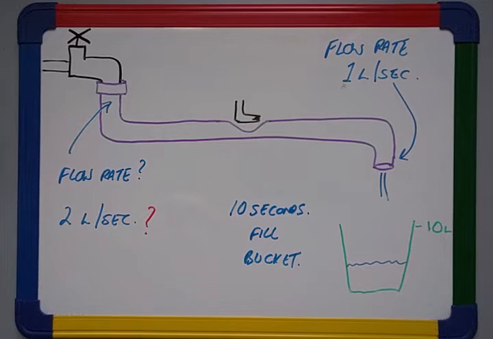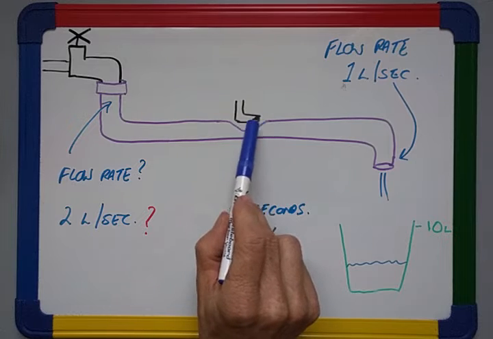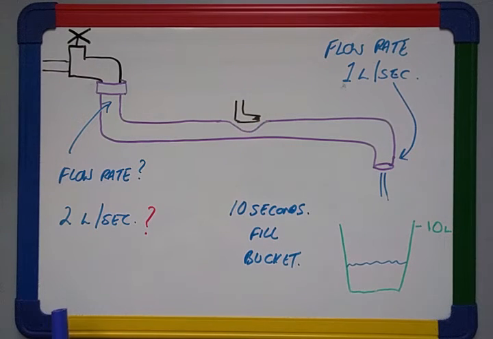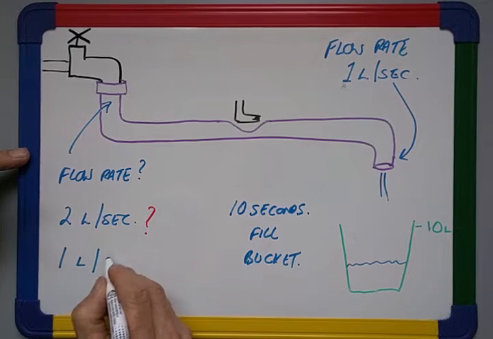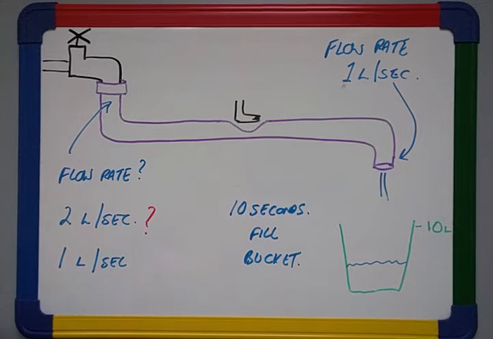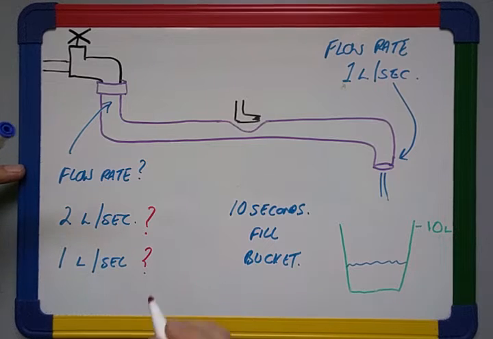Now whenever I pose this question in class, I usually get two different answers. Some students say the flow rate here is still 2 litres per second, because after all no one has touched the tap. We've just stood on the hose further down the line, but nothing has changed up here. Other students say it's now only 1 litre per second.